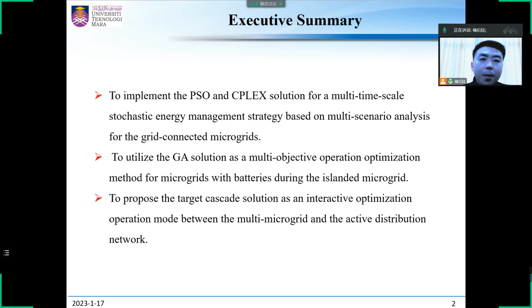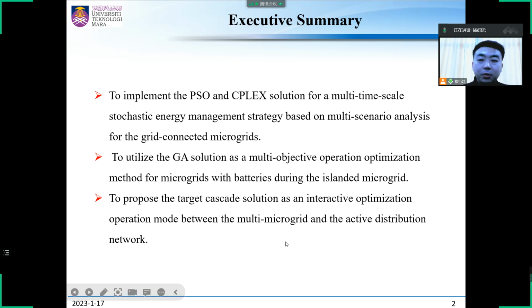There are three objectives. The first one is to implement the PSO and the simplex solution for a multi-time scale stochastic energy management strategy based on multi-scenario analysis for the grid-connected microgrid.